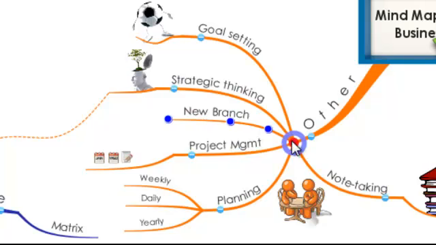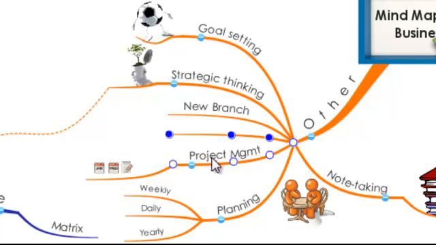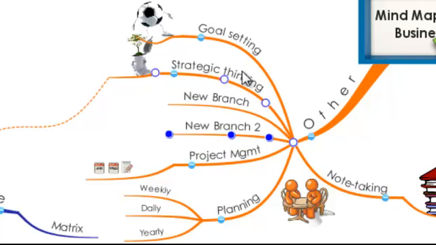Let's try that again. I'm going to try and draw another branch again within the small gap between these two branches. When I release my mouse, you should see that the two branches either side of that move out of the way. New branch 2. This will prevent any overlapping or collisions with your branches.